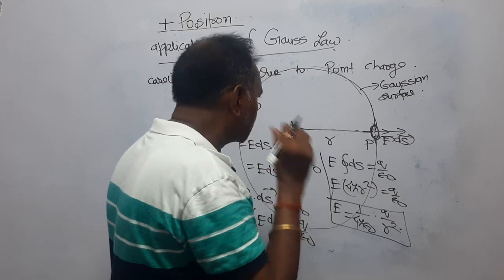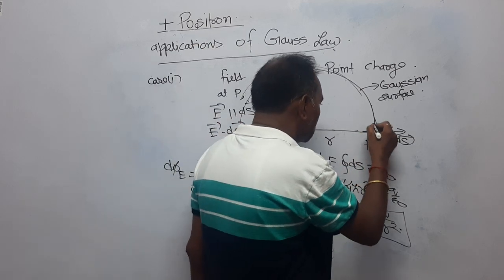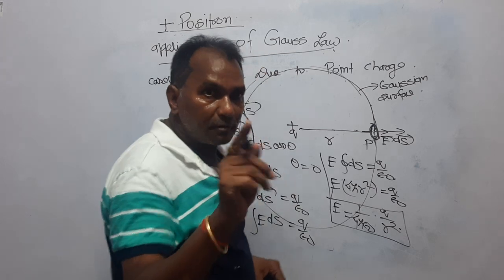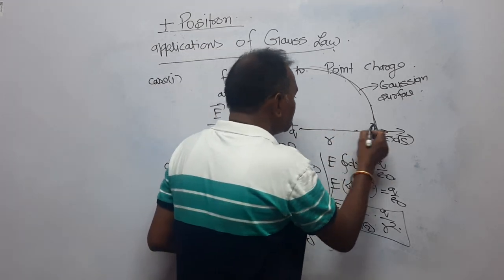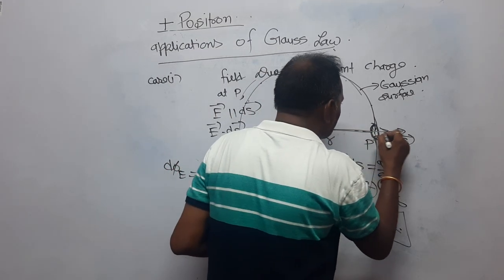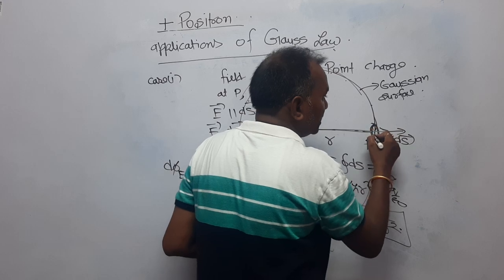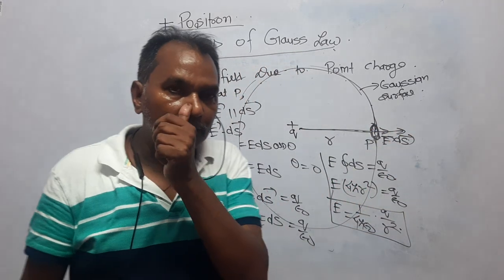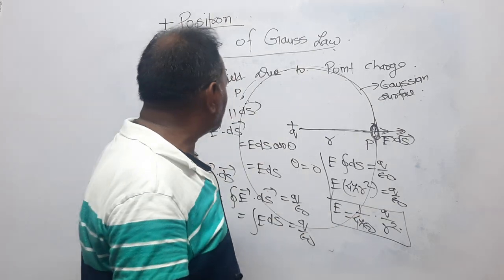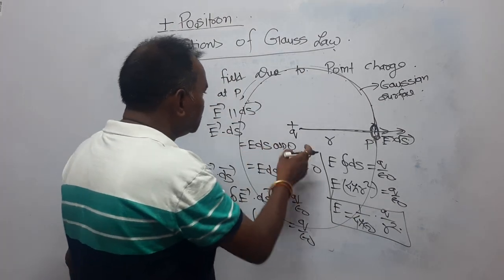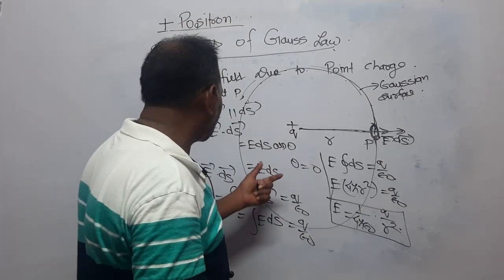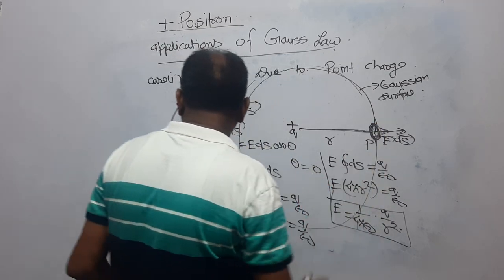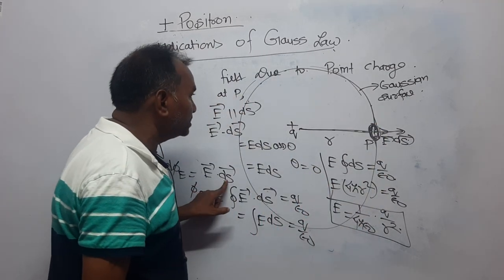Dear students, this is a small element ds. Now at this point, imagine a positive test charge. This test charge will be repelled like this. This is the direction of the field vector, and the area vector is normally outward. So E and ds are both in the same direction. So E dot ds is equal to E ds cos 0. Cos 0 is 1, that is E ds. Now the flux associated with this element, d phi, is equal to E dot ds.